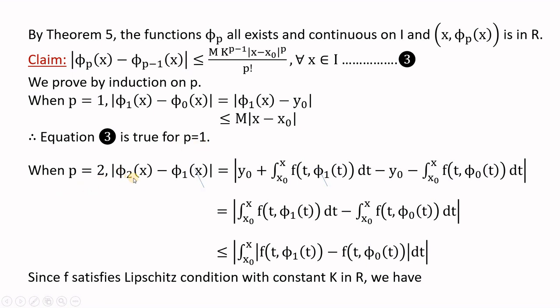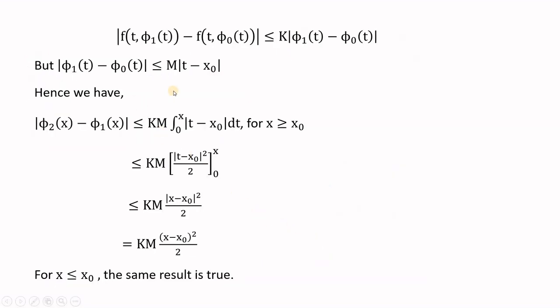For p = 2, substituting the values of φ_2 and φ_1, we end up like this. So y_0 and y_0 will get cancelled, and the modulus of this will be less than or equal to the integral of the modulus, and this value satisfies the Lipschitz condition with constant K in R. So we are getting |φ_2(x) − φ_1(x)| ≤ K times the integral of M|t − x_0| dt from x_0 to x. By integrating this value we will get like this. So this result is true for p = 2.